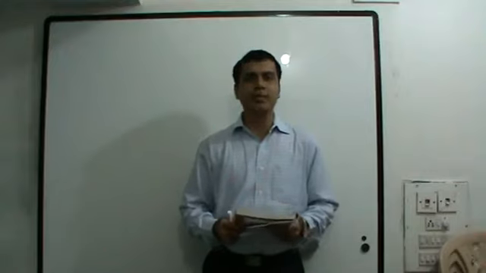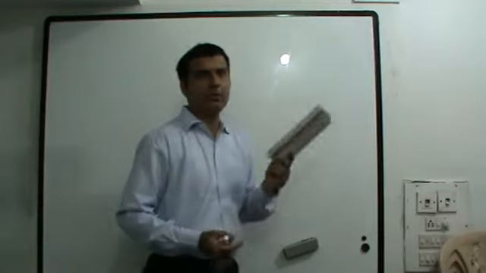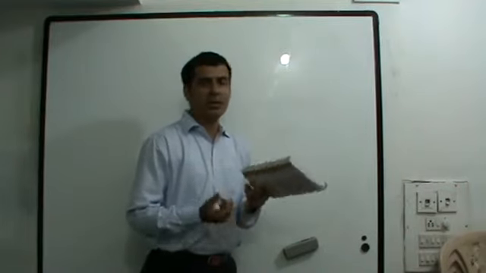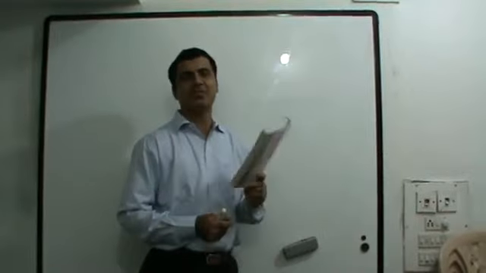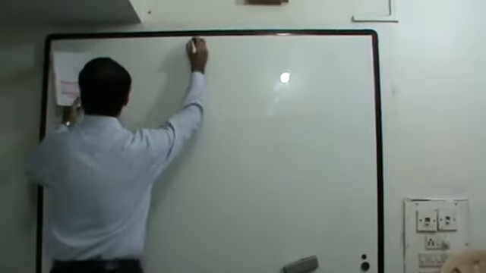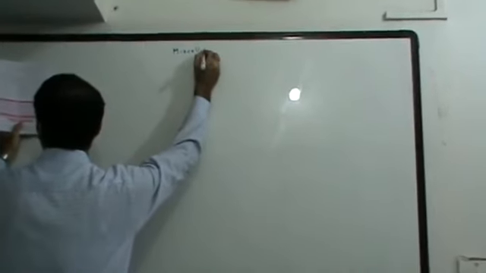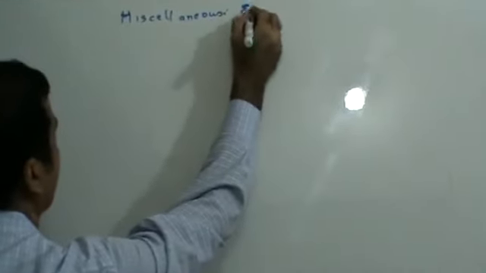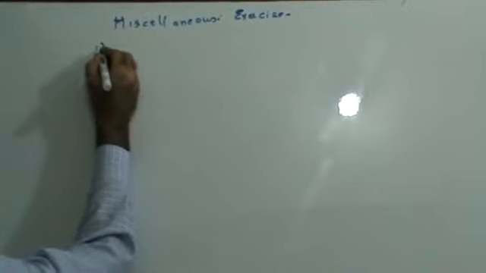Now we are going to do the miscellaneous exercise of limits. Now that we've done the chapter, let us see what are the various difficult sums or slightly more interesting or slightly more challenging sums that you can get. Right? Let's see the miscellaneous exercise. Let's see the first sum.